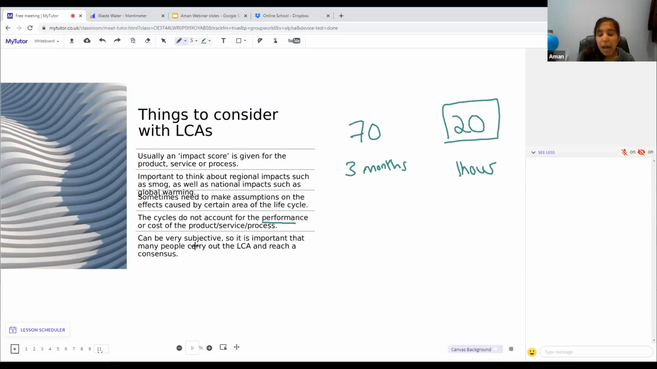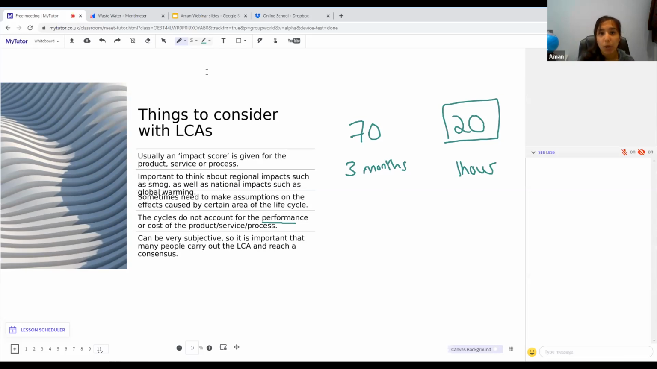And the final thing is that they can be very subjective because people carry them out, they think about all the impacts, but they might forget areas. As well as that, they might think that certain areas have more of an environmental impact than other areas. So it's important that actually lots of people carry them out, and that you reach a consensus. And consensus just means that you talk about each of the points together and reach an agreement between you on what the impact score should be.